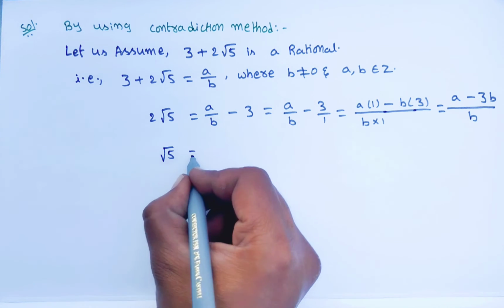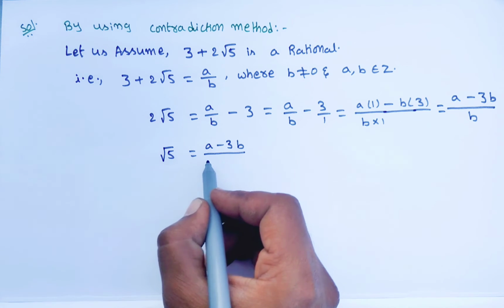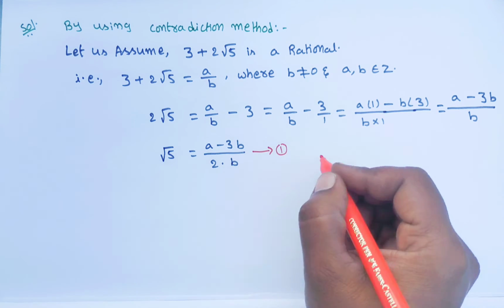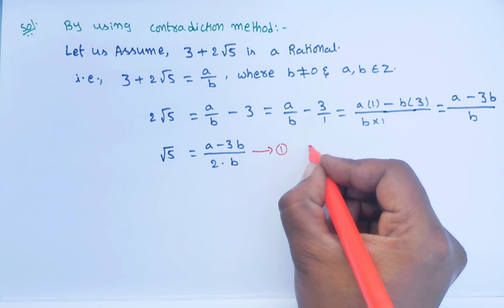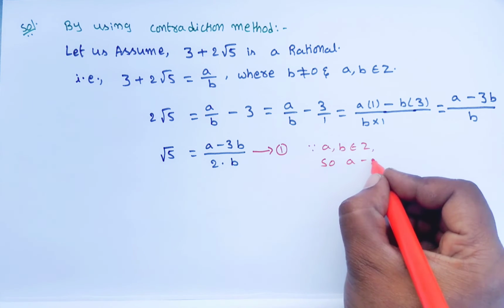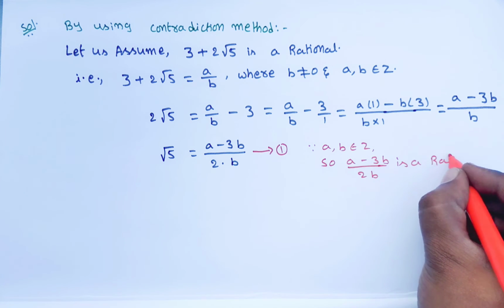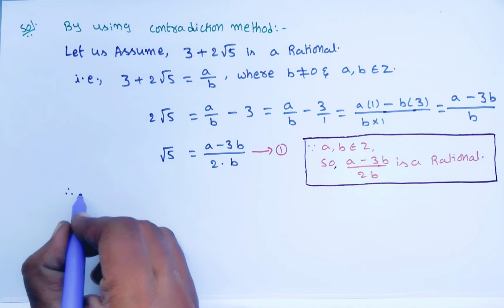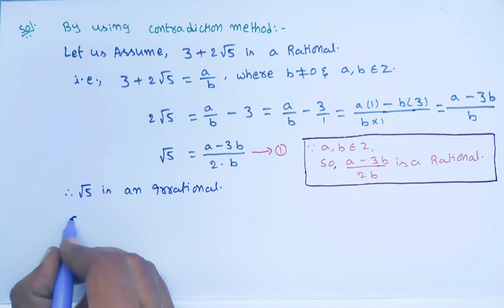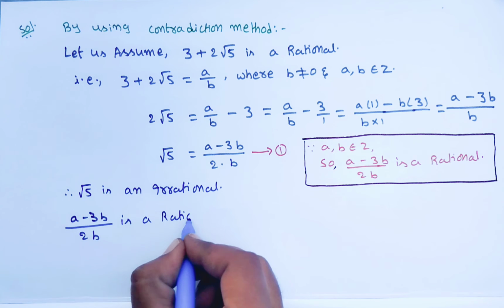So root 5 equals a minus 3b whole divided by 2, transposing 2 to the RHS, we get it as divided by 2b. This is treated as equation 1, where a, b are integers. So a minus 3b is an integer, and 2b is also an integer. Whenever an integer is in p by q form, it is called a rational number. Clearly root 5 is an irrational number and a minus 3b whole divided by 2b is a rational number.